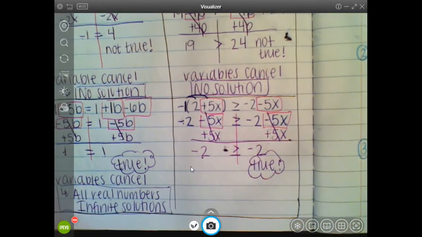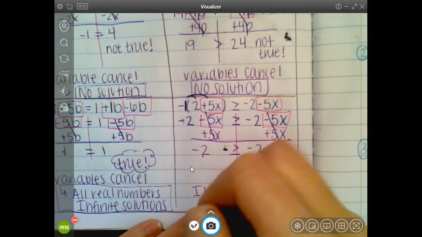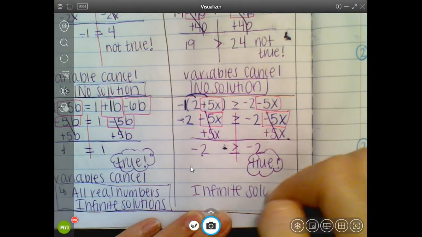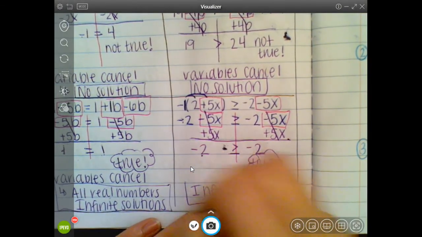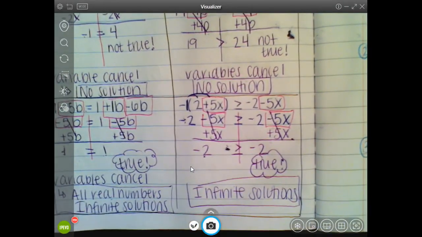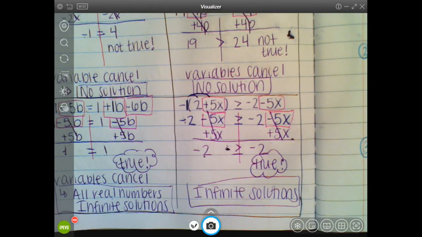So what does that mean? That means it is infinite solutions, or all real numbers. So you'll notice that whether it's an equation or inequality, they look the same. So go ahead and start your activity.